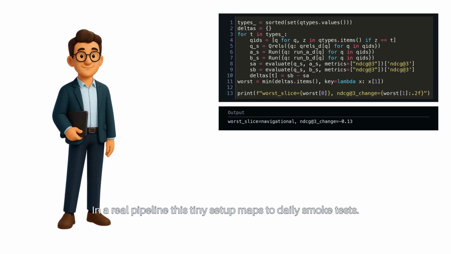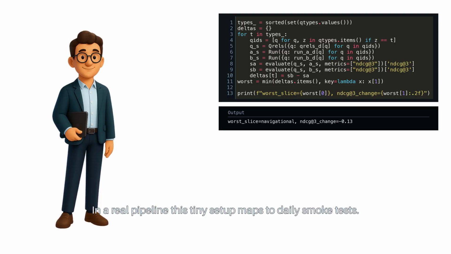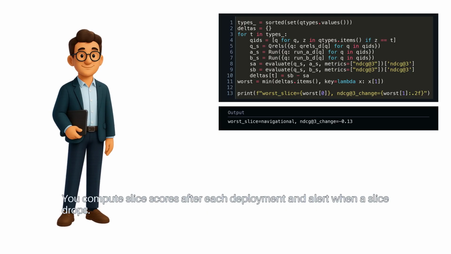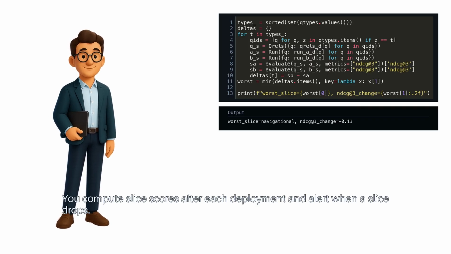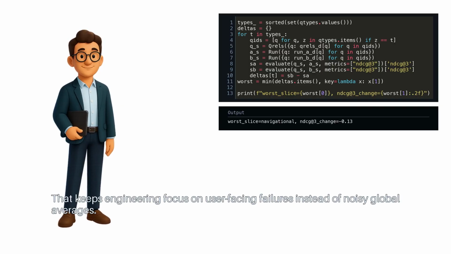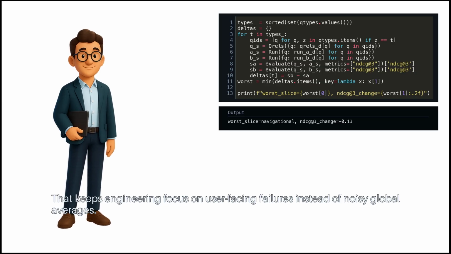In a real pipeline, this tiny setup maps to daily smoke tests. You compute slice scores after each deployment and alert when a slice drops. That keeps engineering focus on user-facing failures instead of noisy global averages.